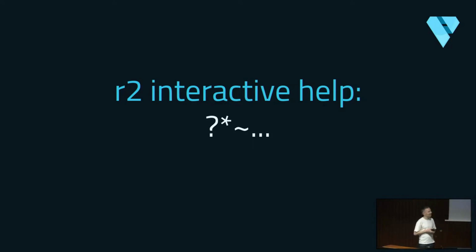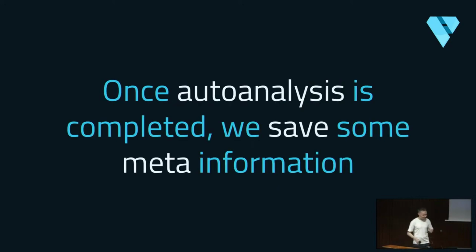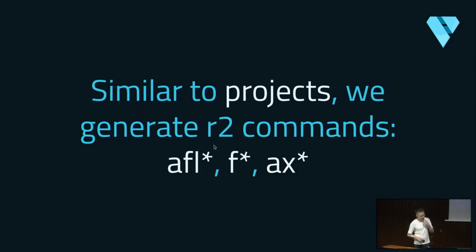Okay, so once auto-analysis is completed in a single thread, I save some meta information that I want to use later. Wanting to branch out into multiple processes, I had a look at the project code to see how that was done there. Currently I'm using these commands: the first one, AFL, generates the list of all functions. Then I dump all of the flags, and then all of the cross-references. At least for now, this seems to be sufficient.